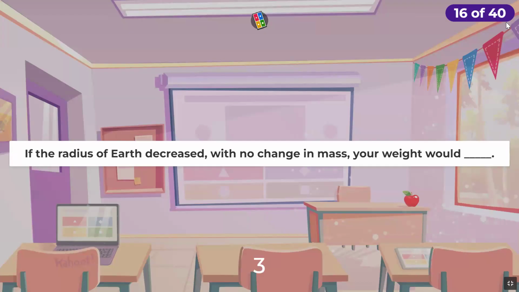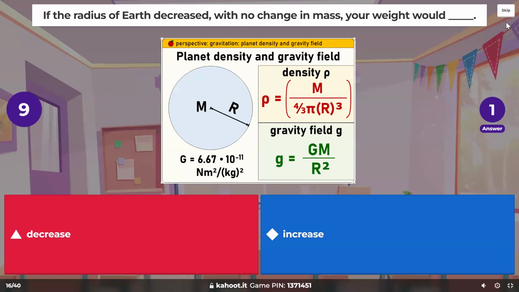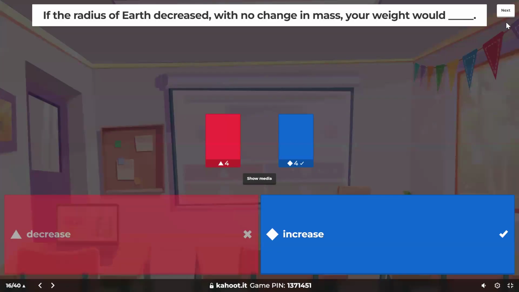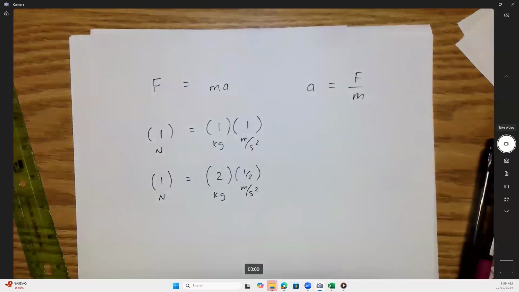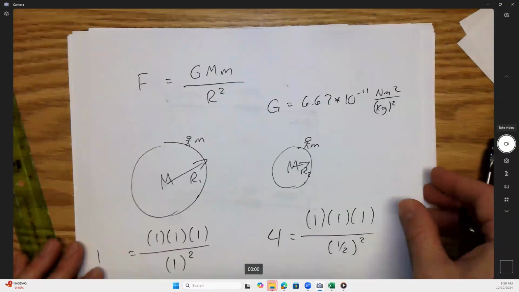If the radius of Earth decreased with no change in mass, what would happen to your weight? You would get heavier. Like if you took the Earth and packed it down into a smaller size, you would get heavier. Let me back that up with an equation here. Here's my example from last class.